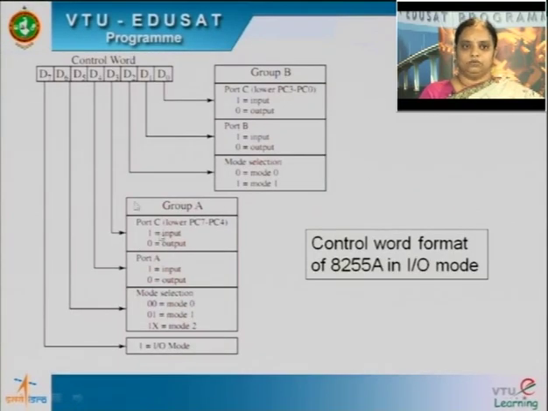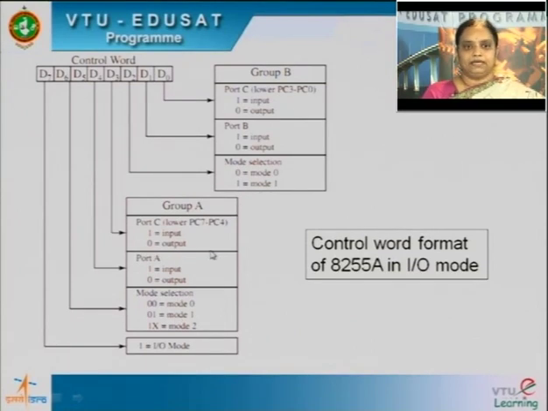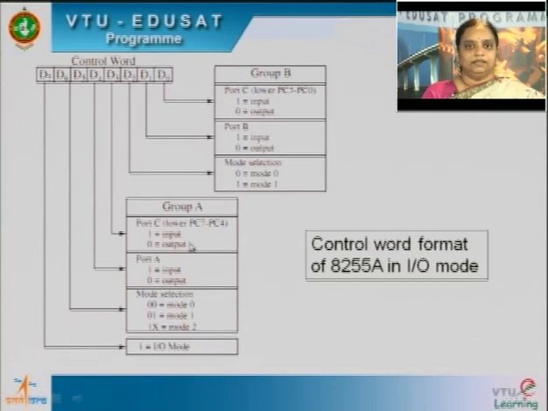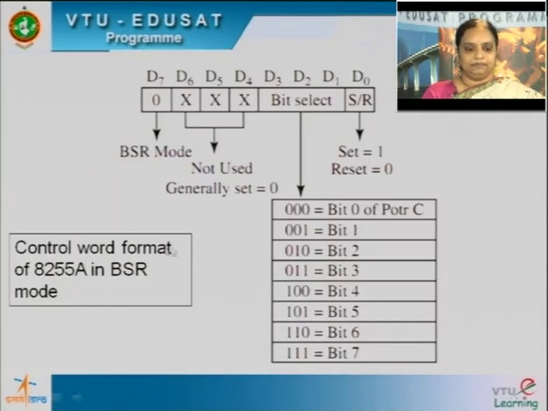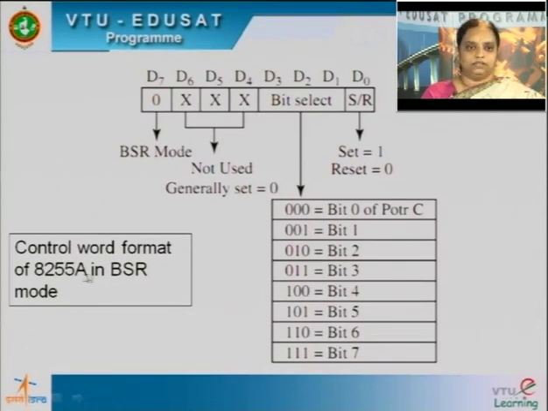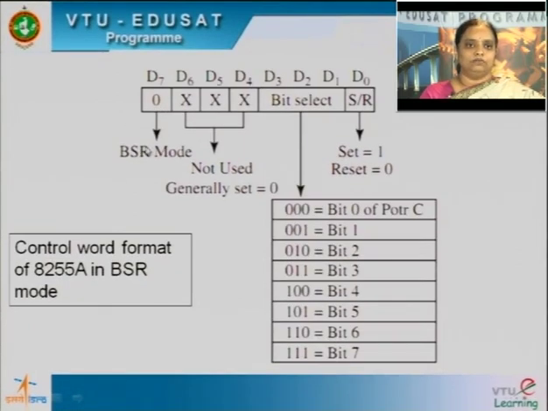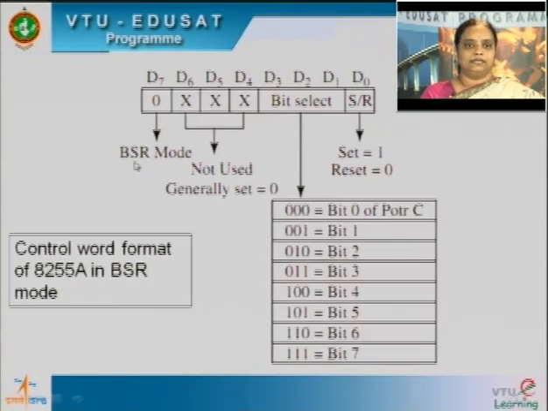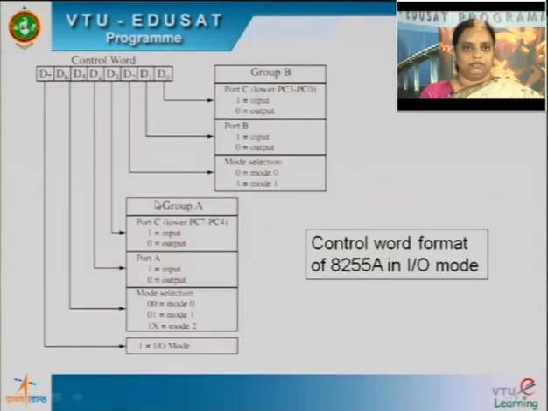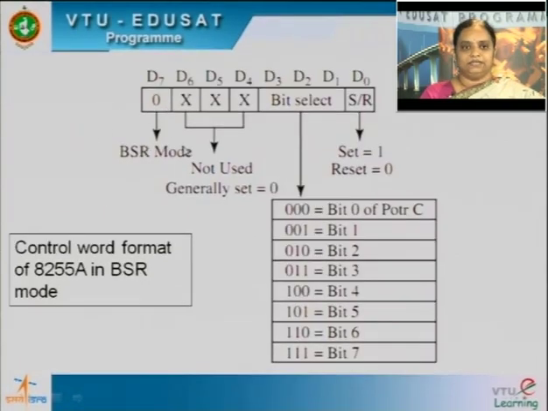First, let us say we use the IO mode. We set port A as input, then port B as output, then port C as in or out, whatever we set. Then next we can use separately the BSR mode. The BSR mode also writes into the control word register. And in this one, the D7 is 0 for BSR. BSR is bit set reset mode. So if D7 is 1, it is IO mode, and if D7 is 0, it is BSR mode.